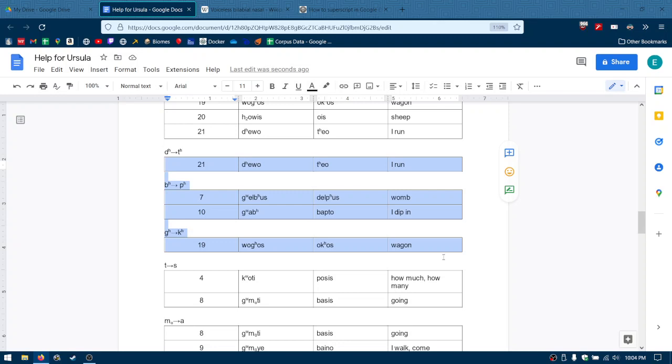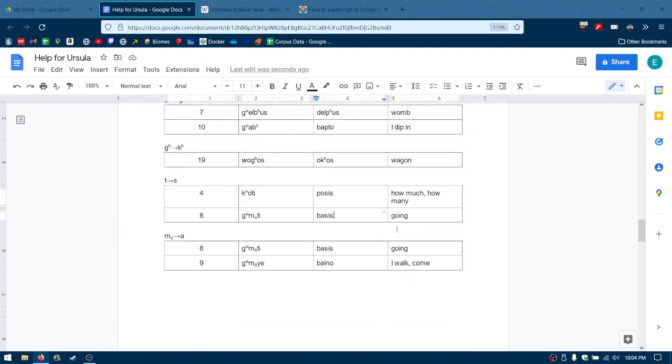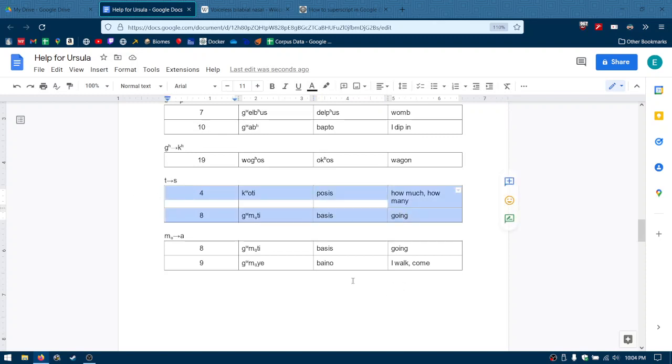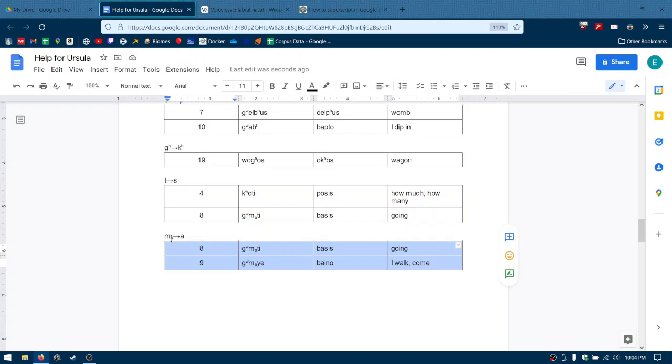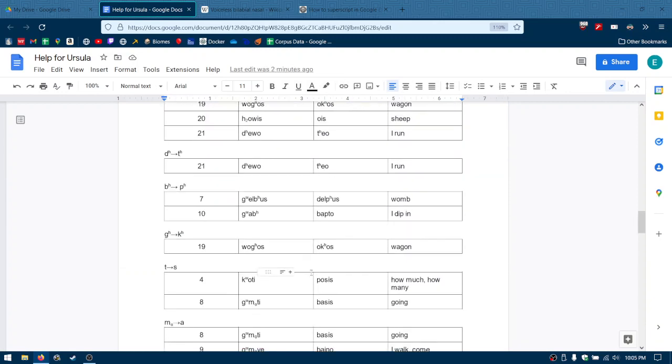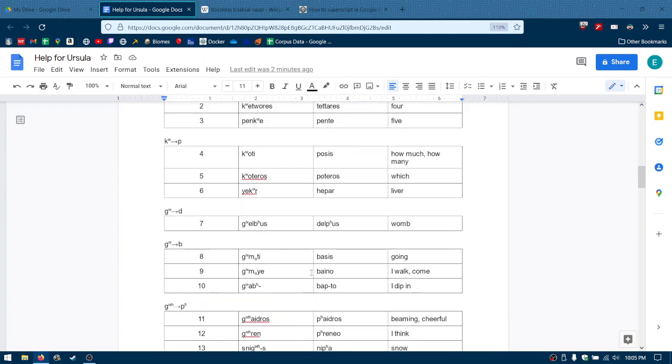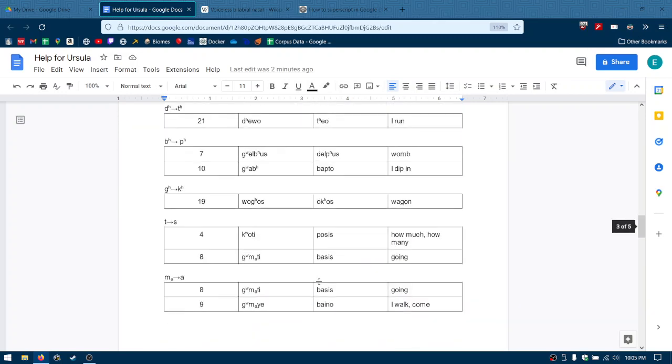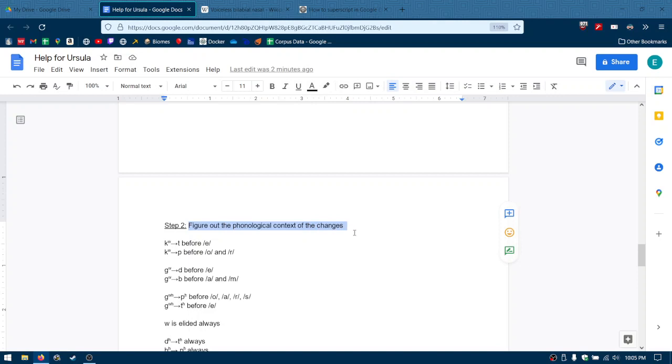So you could make a rule that says an aspirated voiced stop goes through devoicing. And according to this data, that happens every time we have an instance of an aspirated voiced stop. There aren't any examples to the contrary. And then we have 2 examples of T turning into S and 2 examples of this voiceless M turning into A. Okay, so we just got to summarize, write it all down at first, and then we got to stare at it. So step 2 is to figure out the phonological context of the changes.